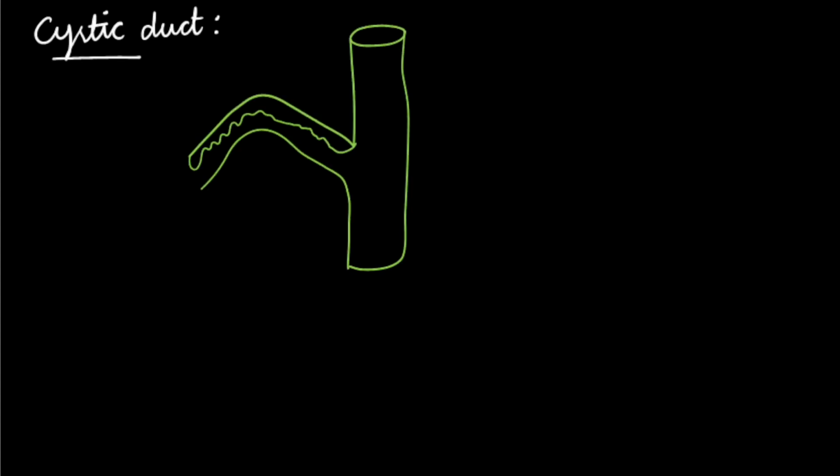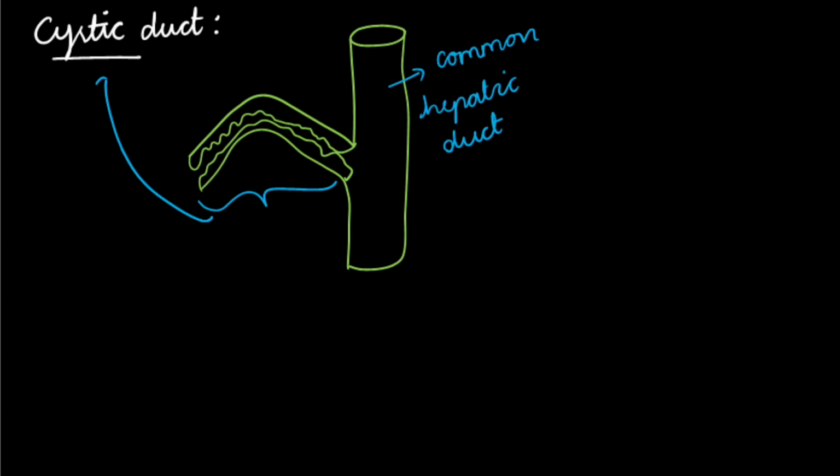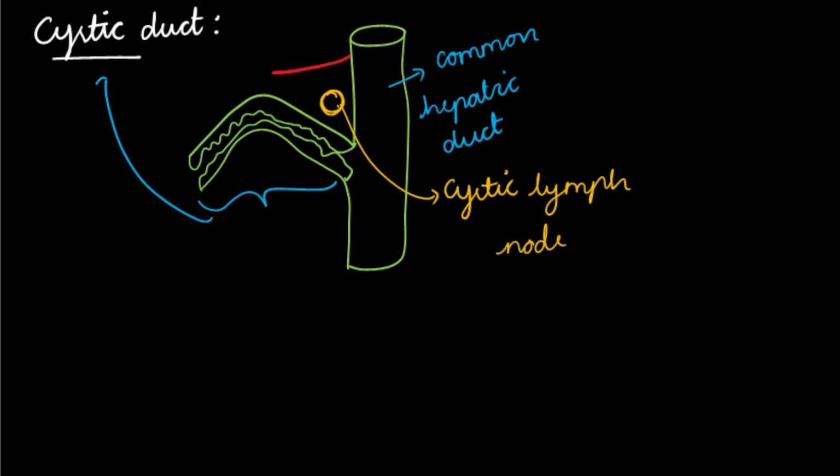Regarding the third component, that is cystic duct. This is our cystic duct. This is our common hepatic duct. In the right angle between this common hepatic duct and the cystic duct joining, we can see the cystic lymph node, which is always inflamed or enlarged during cholecystitis. Above we can see the cystic artery also, that we will be discussing during the blood supply of gallbladder.